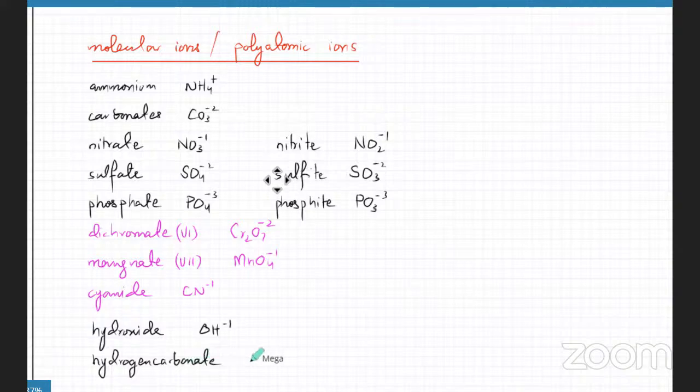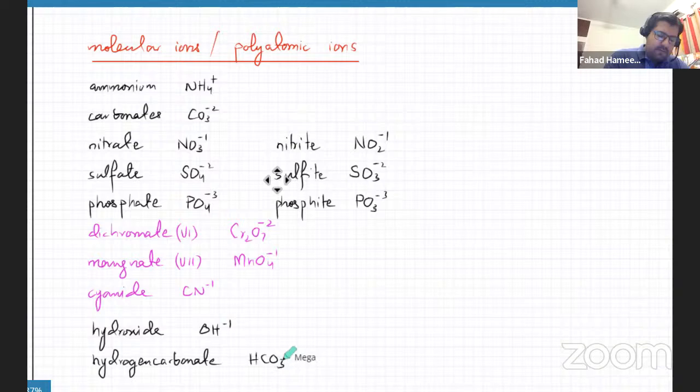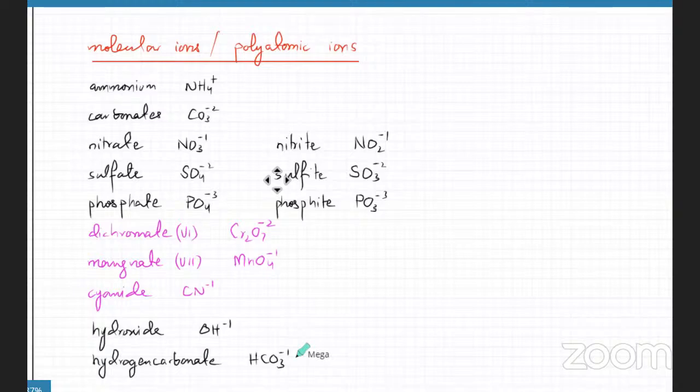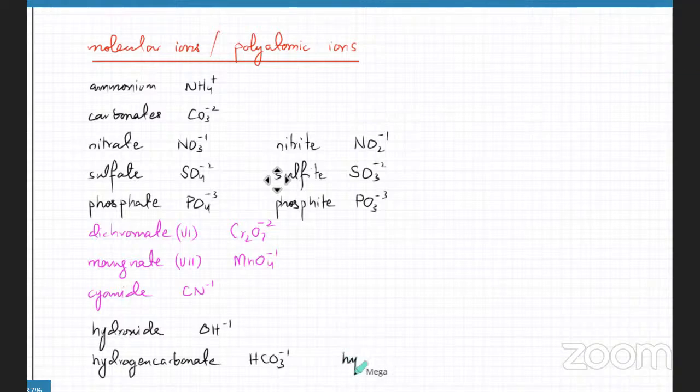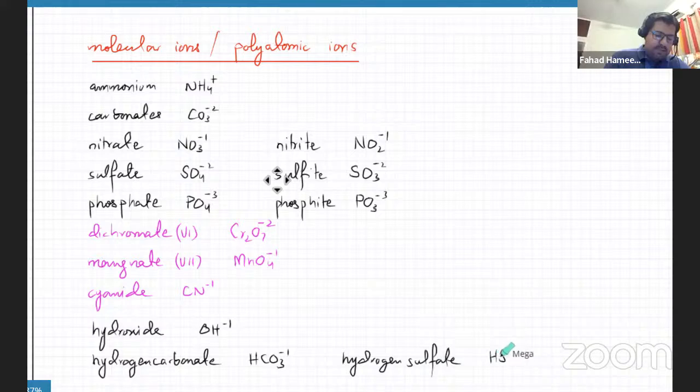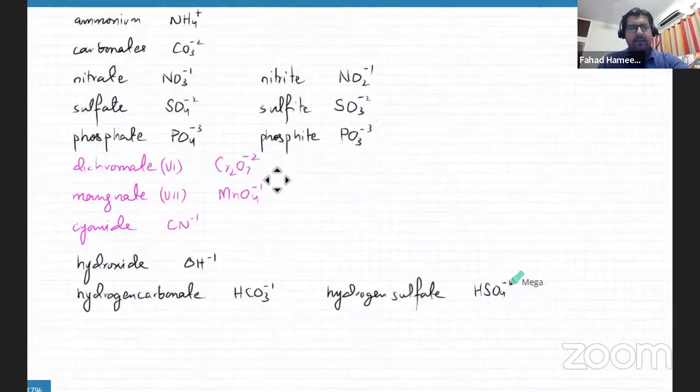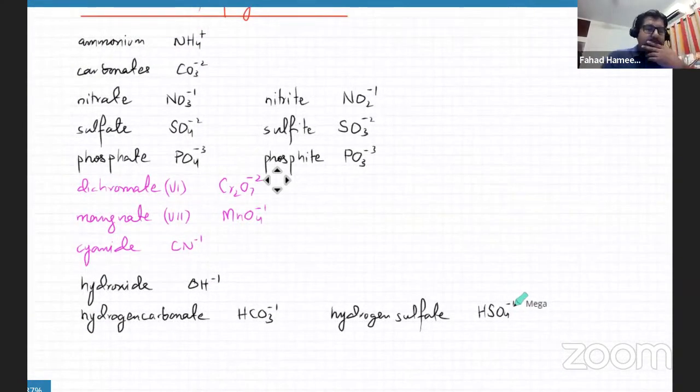Perchlorate. Just a second. It's CO3. No, you don't need to remember perchlorate and bromate, etc. You don't really need to remember those. Hydrogen sulfate is another one, which is HSO4 -1. Let's keep it at that, that should be enough, I guess. Those are the main ones. There are obviously infinite other polyatomic ions, which you don't really need to remember as such.